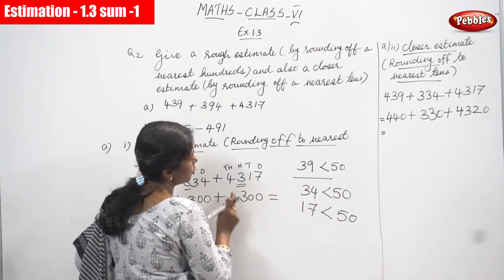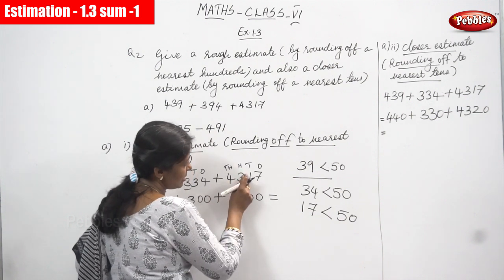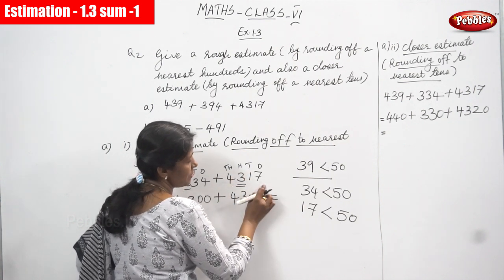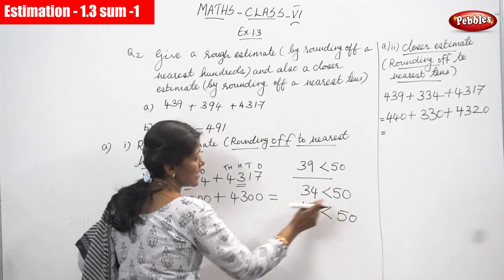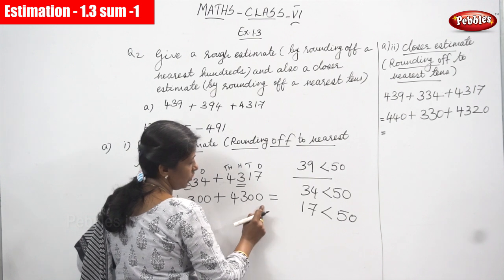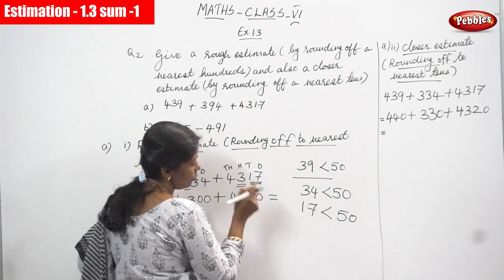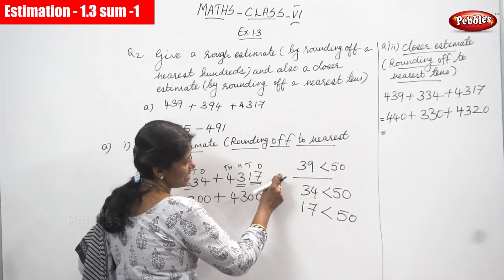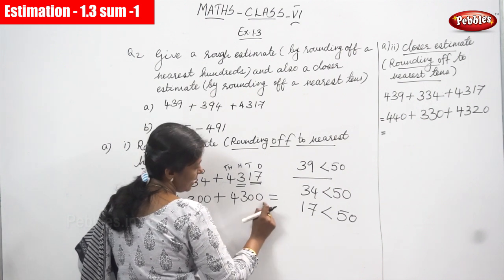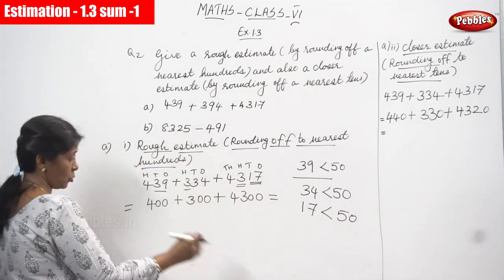So what you are going to do, you write the thousands place value as it is, and the hundreds place value nearest to 100, so you write the 3 also as it is. The last two digits become 0 because it does not come under the rule, so in the tens and ones place value you write 0. Instead of 17 you write 0, because nearest 100 means only the last two digits become 0, so I have written two zeros in the last two digits.